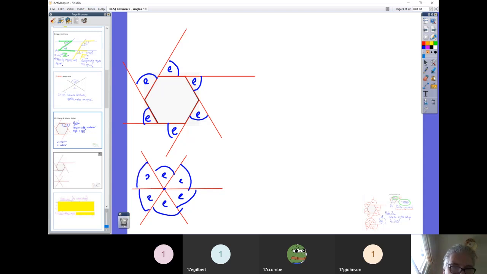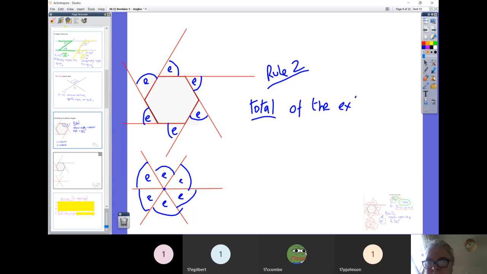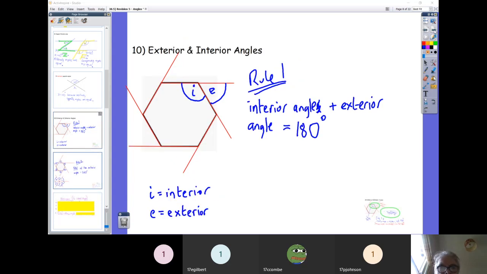So what can we say about all of those exterior angles when they're added up? What can we say about the total of the exterior angles? Well, you can see they form the angles on a point. You can see they add up to 360 degrees. So our rule number 2 is that the total of the exterior angles equals 360 degrees. So we've got these two rules. Rule number 1, that interior plus exterior angle equals 180. And rule number 2, that the total of the exterior angles equals 360 degrees.